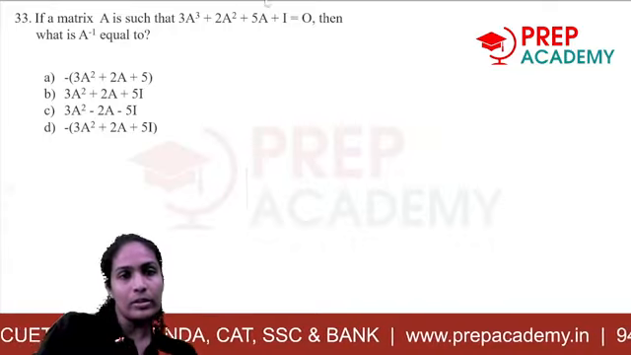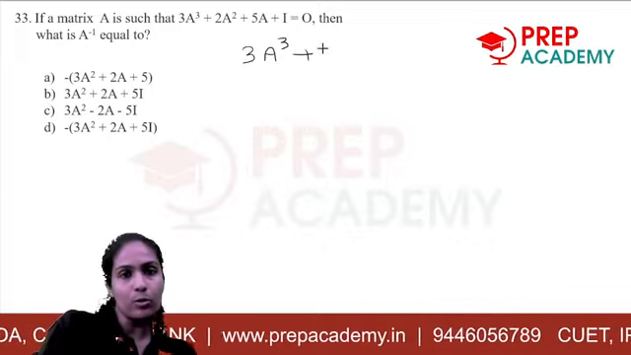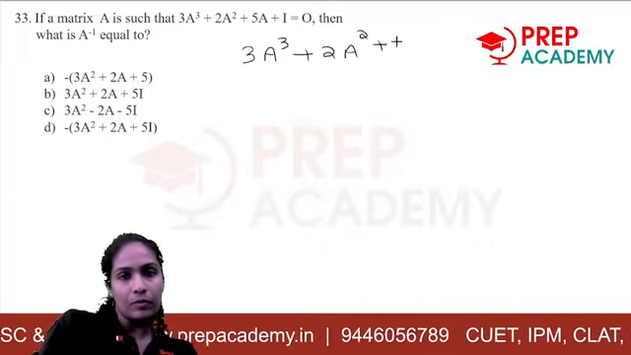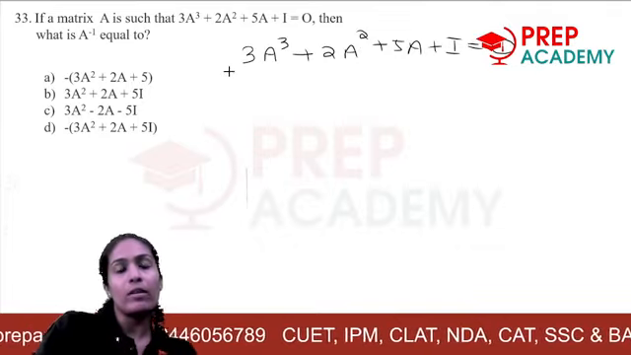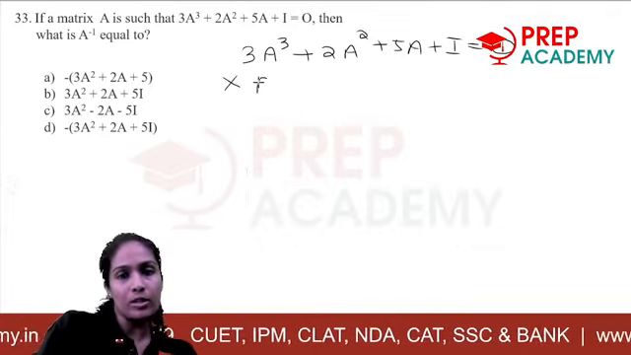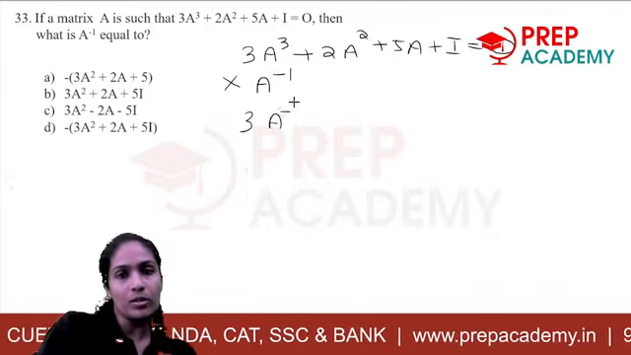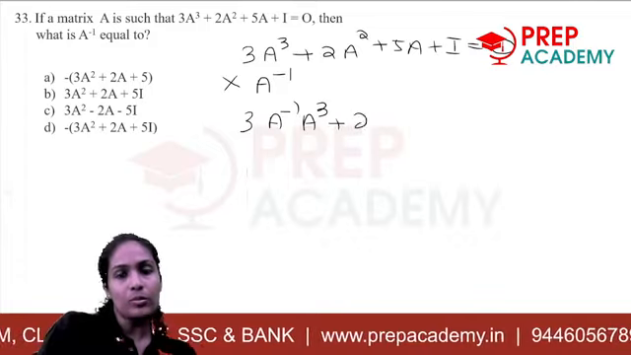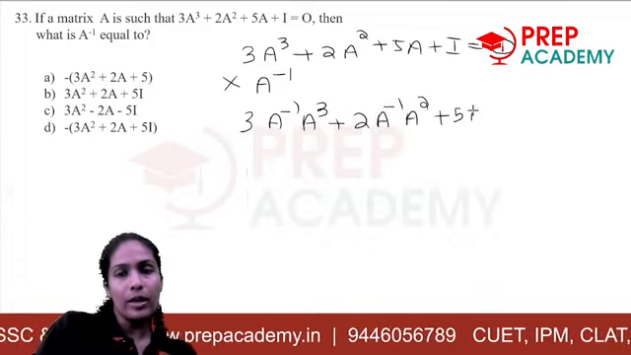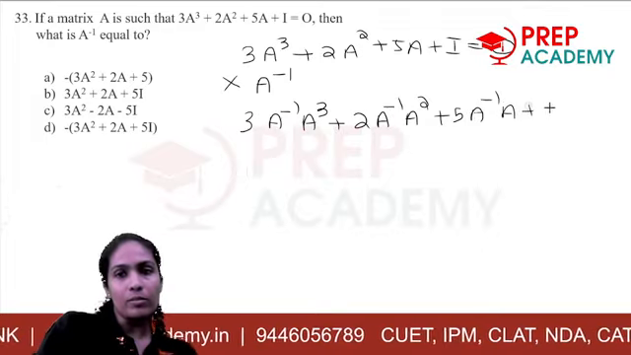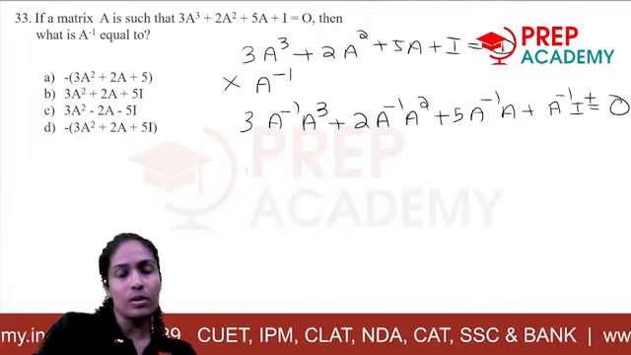You have to find A inverse. Here the equation satisfied by the matrix A is given as 3A cube plus 2A square plus 5A plus I is equal to 0. So to find A inverse, we are doing pre-multiplication with A inverse. So 3 into A inverse into A cube plus 2 into A inverse into A square plus 5 into A inverse into A plus 1 A inverse into I is equal to 0 into A inverse, which is 0.